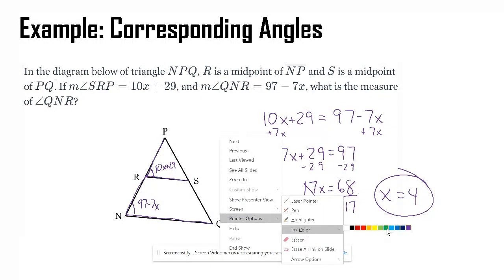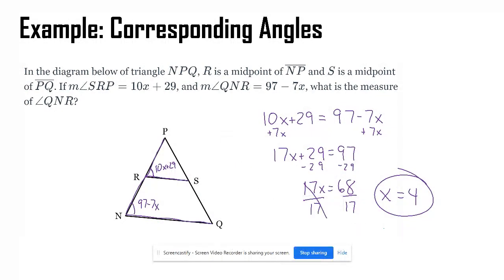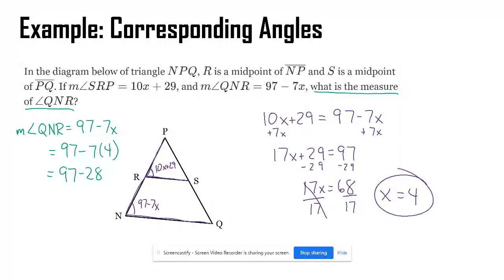So QNR, that's the bottom angle. And it tells us that QNR is 97 minus 7x. So now that we know what x is, we can plug it in. There we go. So 97 minus 7 times 4, because x is equal to 4. We work this out. It's 97 minus 28, which ends up being 69 degrees.